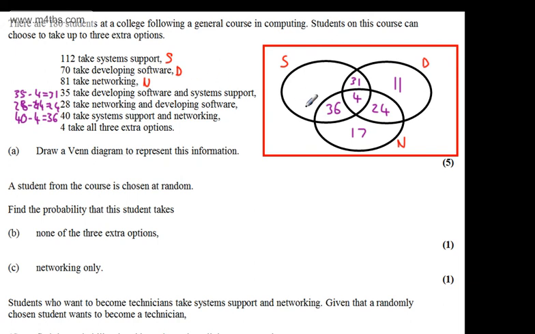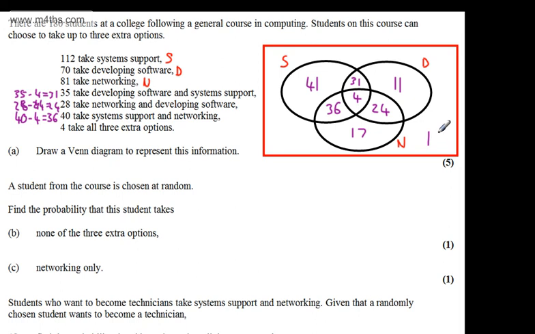112 take system support. So we've got 36, 40. We've got 71. So this is going to be 41. We need to complete this by adding the students that don't do any of the 3 extra options. So adding these up: 41, 31, 11, 24, then we're going to have 4, 36 and 17. That's going to leave me 164.